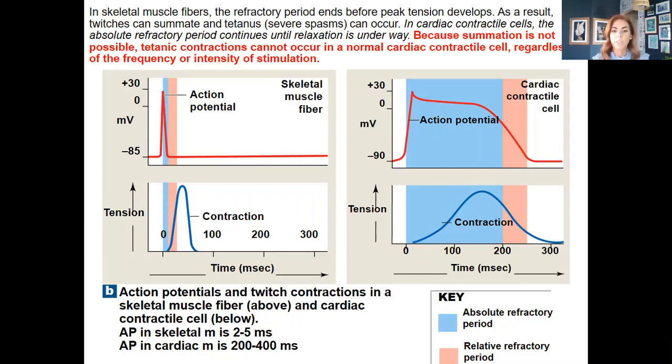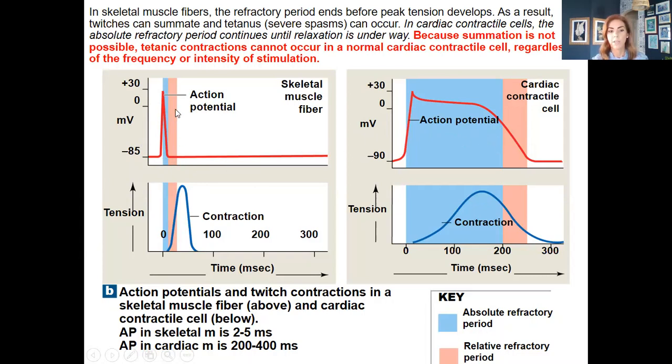What I want you to really see as we compare the skeletal muscle fiber to the cardiac muscle is how big the blue sections are. So if you're looking over at the skeletal muscle, see how tiny this little blue section is versus how large this blue section is in the cardiac muscle.